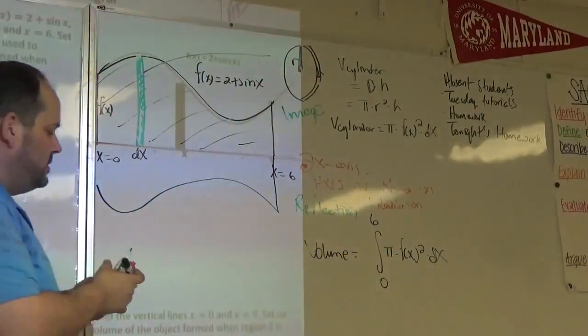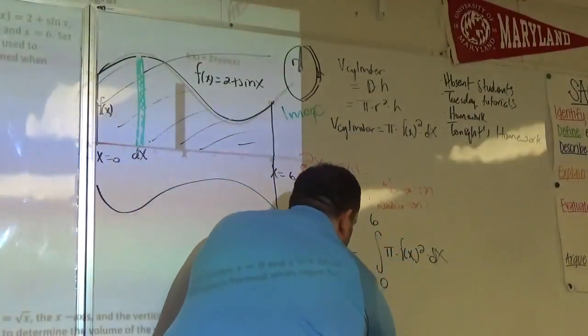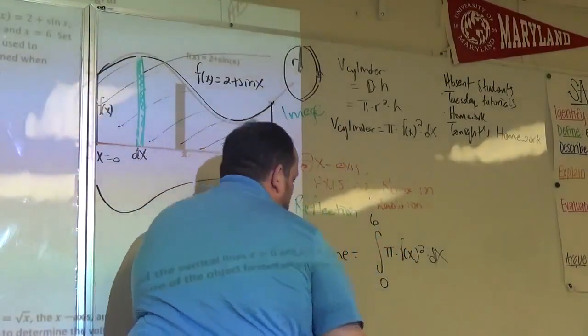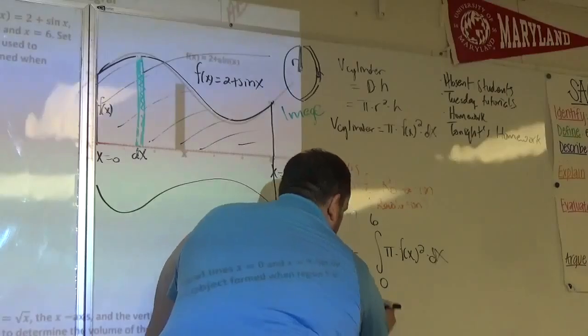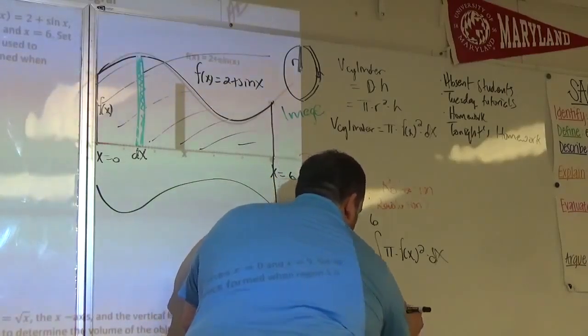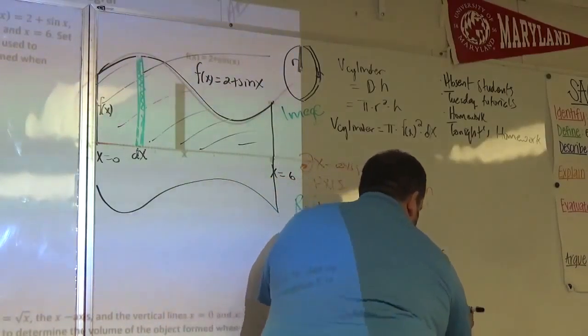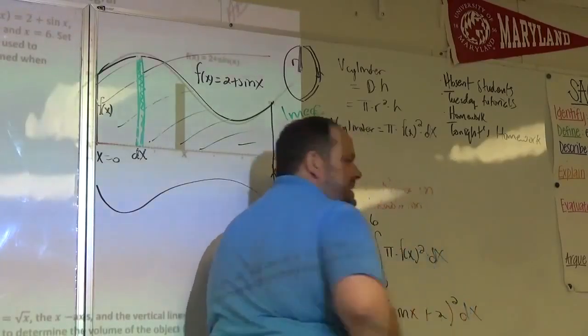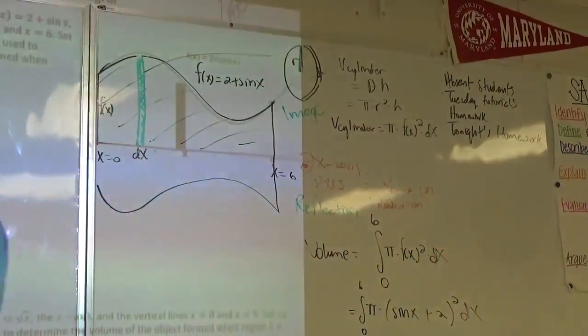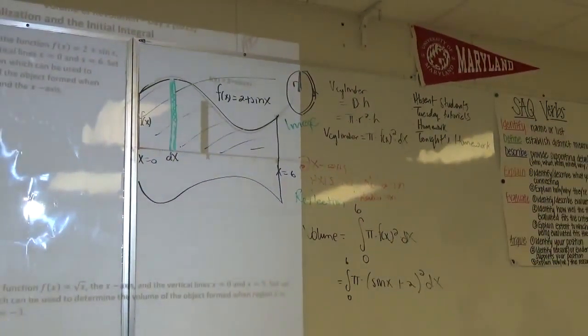So here's what I want you guys to do in the calculator. This should take less than a minute. Go find that value. So we're doing the integral from 0 to 6. We've got pi. We've got sine of x plus 2, the whole thing squared dx. Just want to make sure everybody can get me the number value on their calculator.